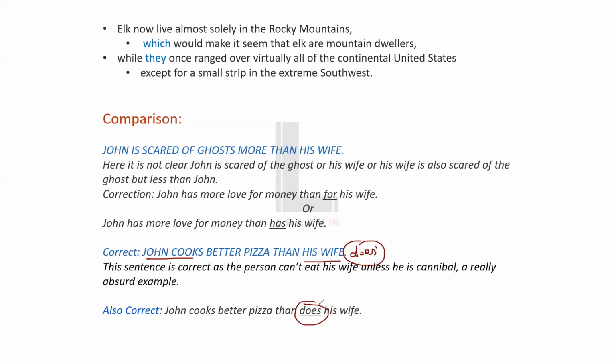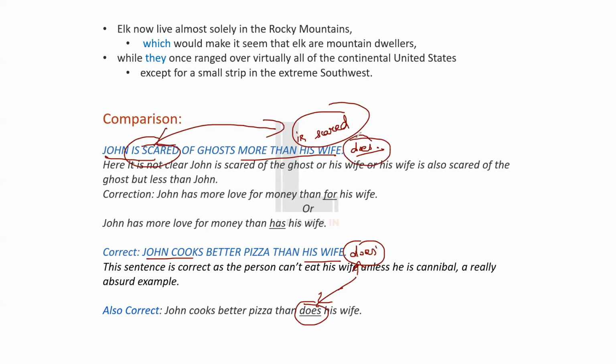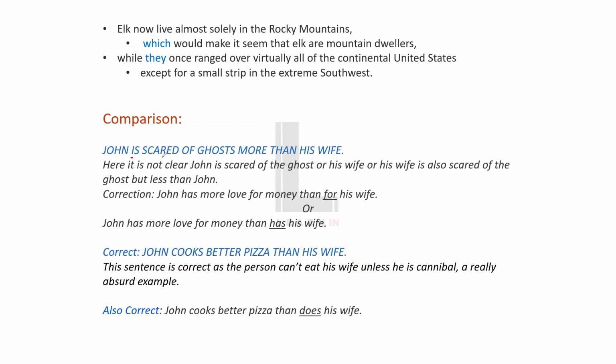We can also put does here. This is also correct. Understood? So the rule that we got in the first one is that we need to add does, or then his wife, right? Then he is scared of his wife. Remember, is scared is repeated, or does comes in. Is scared and is scared would be repeated, or there would be a does here, or here. Fine. So we have learned this.